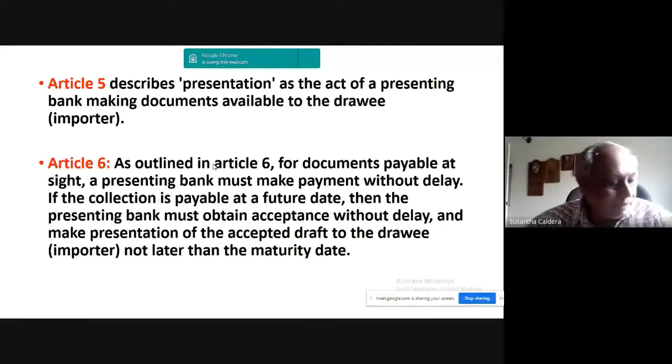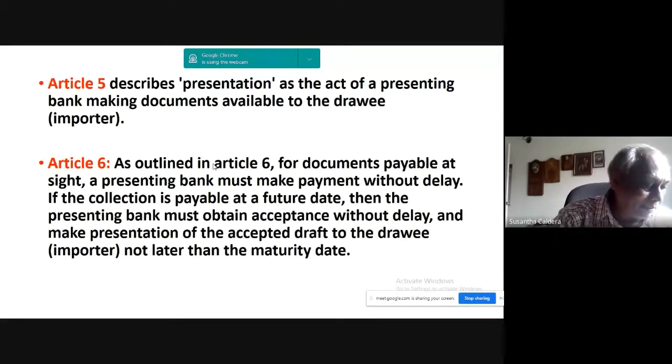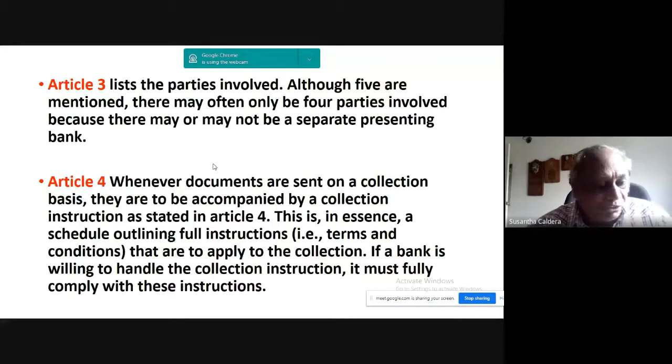Article 5. Now, for example, let us look at Article 4 a little more. When the beneficiary submits everything with the collection order, the remitting bank will upload whatever instructions are in the collection order to the collecting bank. They will send it to the collecting bank, right?